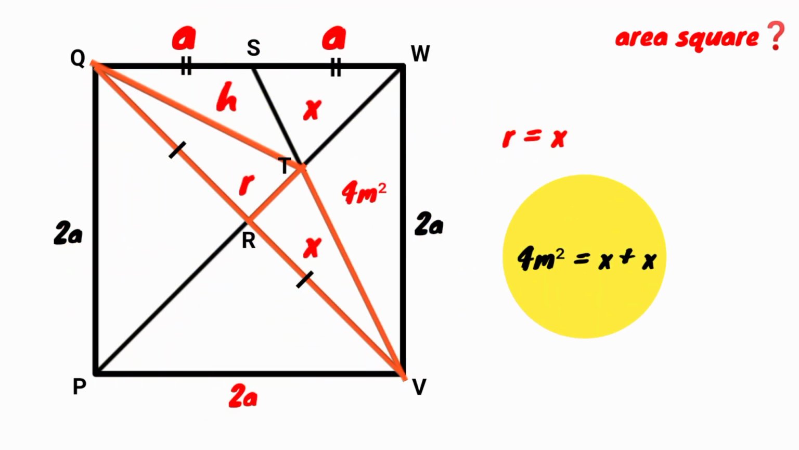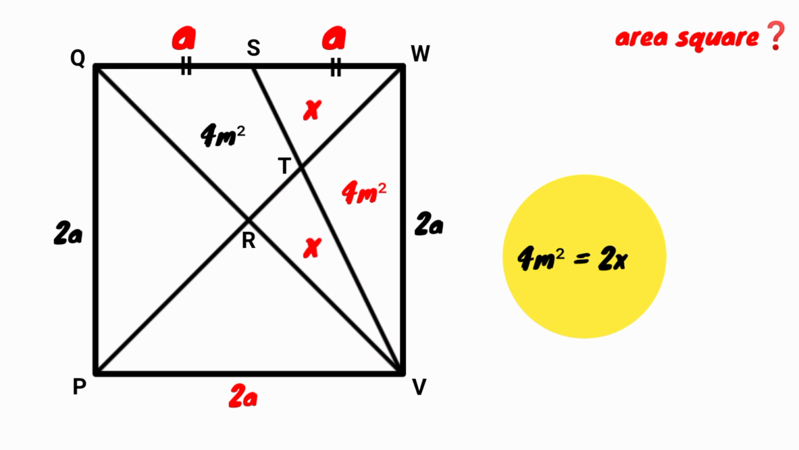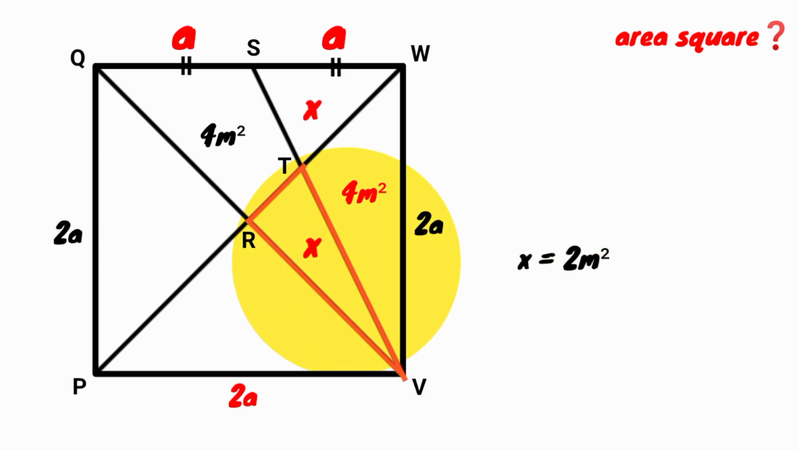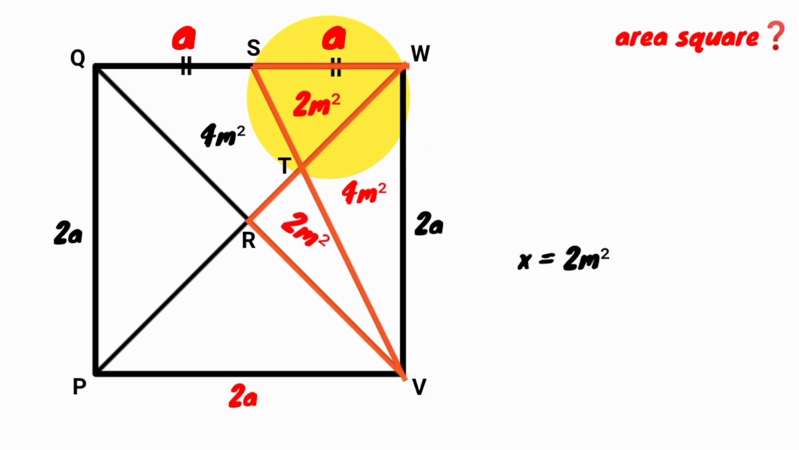Substitute it here. x plus x is 2x. Divide both sides of the equation by 2. Here 2 cancels 2. While here 4 meters squared divided by 2 is 2 meters squared. So x equal to 2 meters squared. That is, this triangle and this both are 2 meters squared each in area.